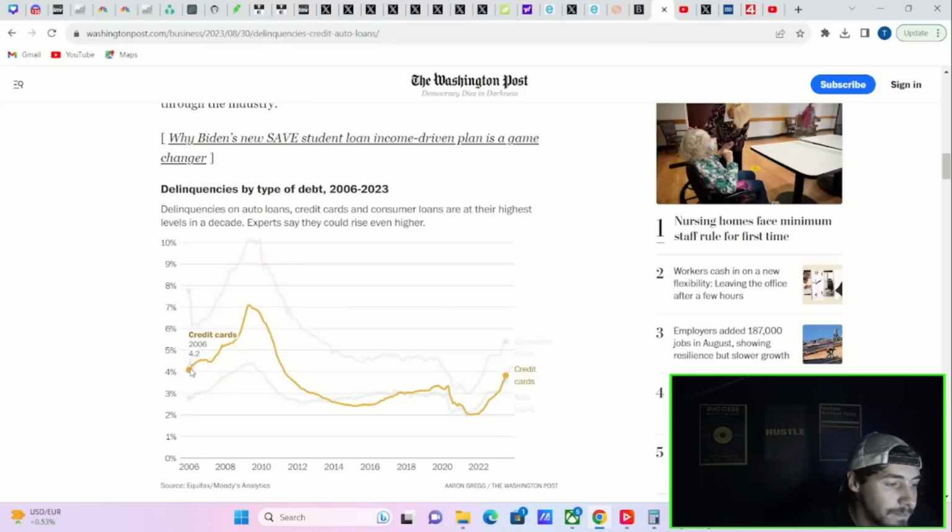Not great. Not great at all. But specifically auto loans has me quite concerned, just comparing what we're seeing now to the Great Financial Crisis.